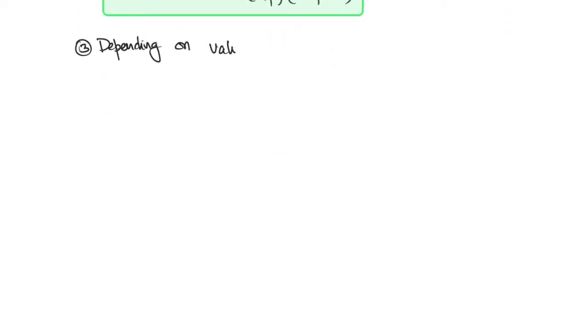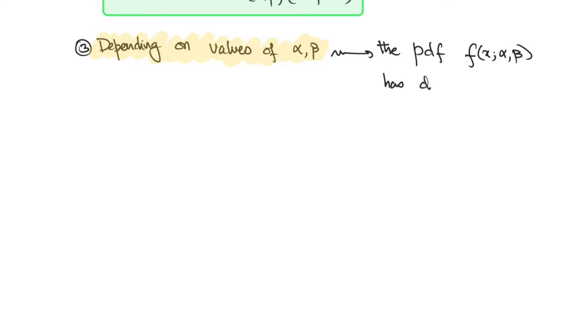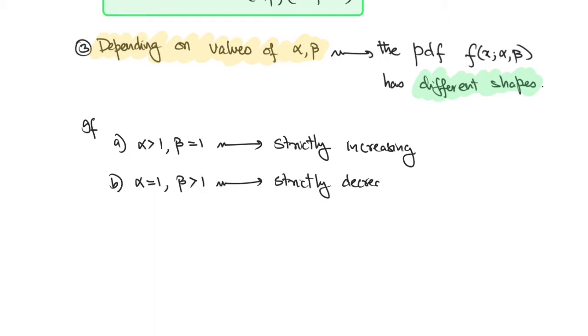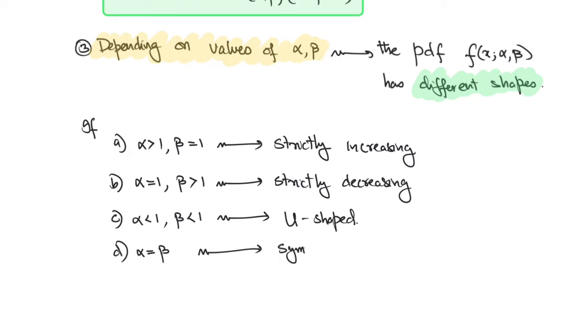Now, depending on the values of alpha and beta, the PDF of the beta distribution is going to have different shapes, and we specify some of the cases here. When alpha is greater than 1 and beta equals 1, we will have the PDF to be strictly increasing. If alpha equals 1 and beta is greater than 1, we will have a strictly decreasing PDF. If both alpha and beta are less than 1, we will get a U-shaped PDF.